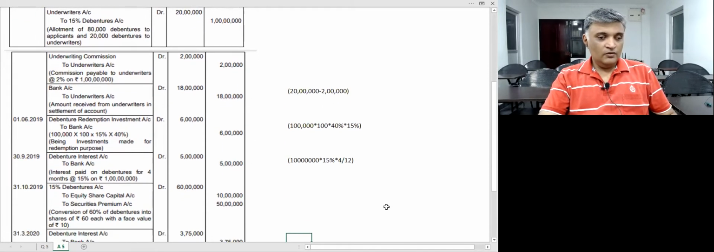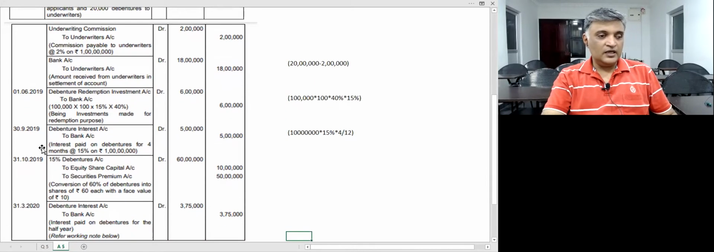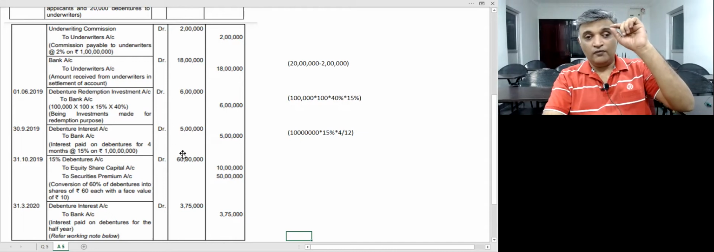Now, this is the 30th of September 2019. Now what we do? We need to redeem the debentures. Remember, 60% of the debentures within 6 months of issue we need to redeem. Right. Now 31st of October is the date of redemption. Now 15% debentures. So when I say you're going to redeem by conversion, you need to reverse the debenture account, right? And you're going to issue the share capital. Now 15% debenture is 60 lakhs, because out of 100 lakhs, 60% of the debentures will be converted.